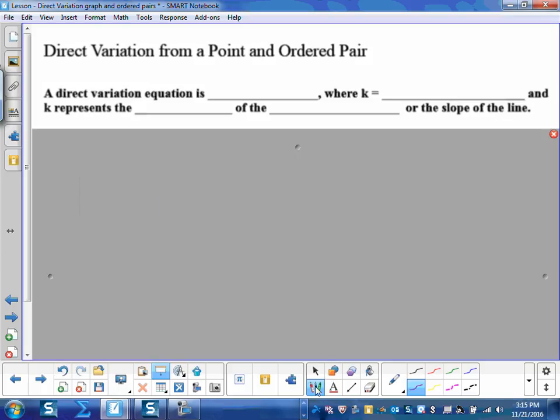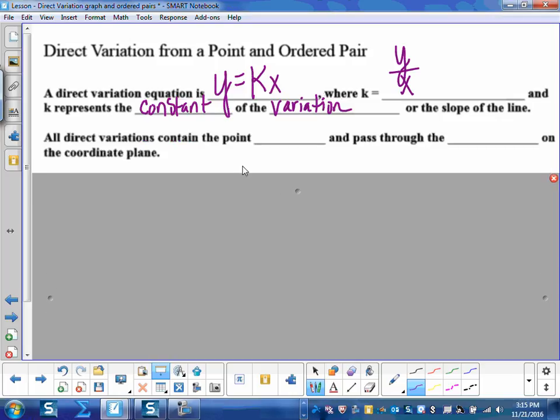A direct variation equation is y equals kx, where k equals y divided by x, and k represents the constant of the variation, or the slope of the line. All direct variation points contain the point (0, 0) and pass through the origin.